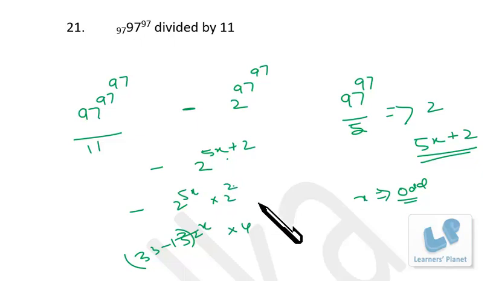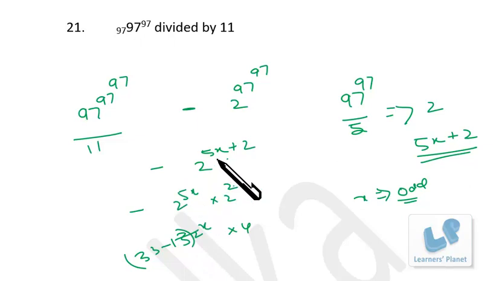Explain it just once again. From this step, we got this step, put minus aside. Then 97 raised to 97, I just converted that to a power of 2, so that is 5x plus 2. Now we know that 5x plus 2 should be an odd number, because 97 raised to 97, that's odd raised to odd, that should definitely be an odd number. Okay, so this is an odd number. So if 5x plus 2 is an odd number, that means x has to be odd. Okay, so odd into odd will give odd, and odd plus even will give odd.